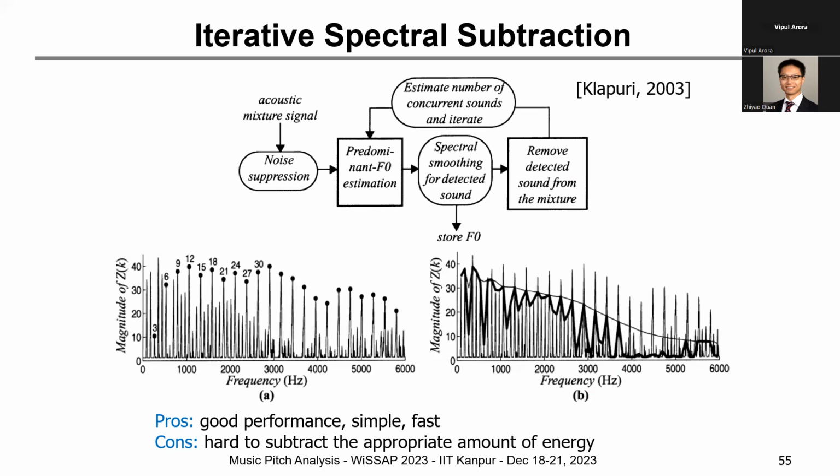Okay, so the idea is very straightforward, right? But the key challenge is to decide how much to subtract. We know that simultaneous notes share many harmonics. If you subtract too much, then you hurt the leftover notes. If you do not subtract enough, then you have some leakage from the previous note estimate. So how to decide how much to subtract is the issue. For example, with this mixture spectrum, if we first estimate the lower pitch, we want to subtract this amount, right? But how do we decide this amount in practice? It's not easy.